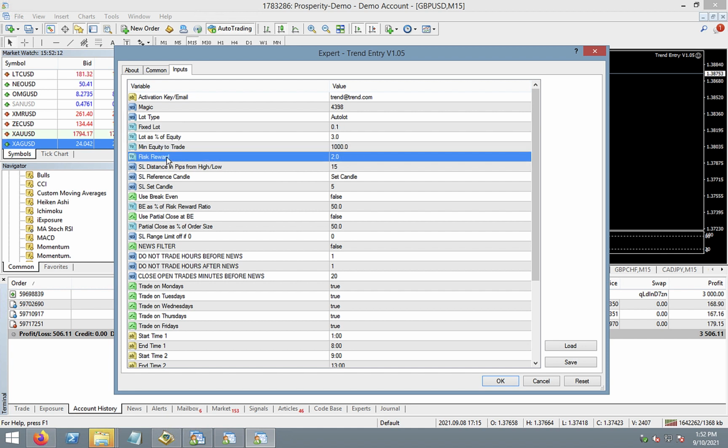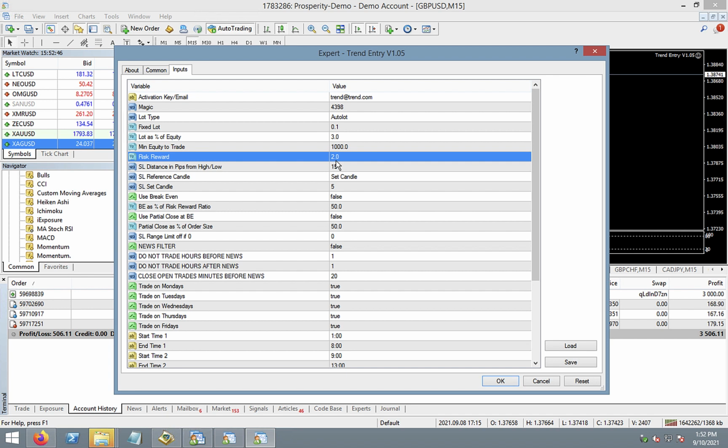So what does that mean? That means that if I'm risking, let's say my stop loss is 30 pips on this trade, and my risk reward is 2.0, it means that if my stop loss is 30 pips, it's going to put my take profit at 60 pips. If my stop loss is 20 pips, it's going to put my take profit at 40 pips. If my stop loss is 10 pips, it's going to put my take profit at 20 pips. So it's always going to aim for more than it's willing to lose.